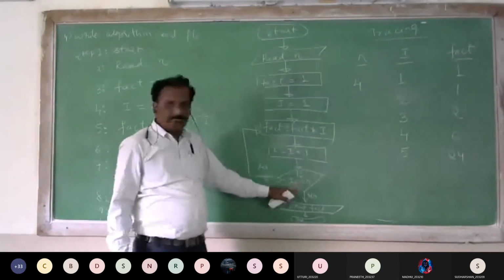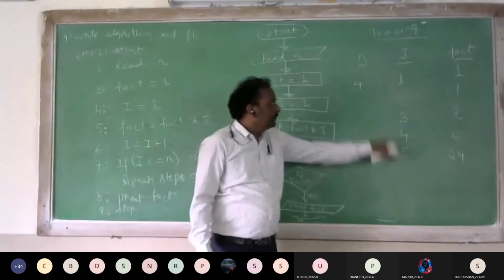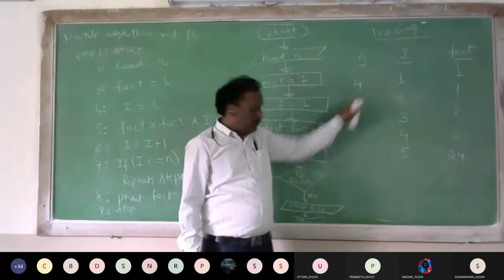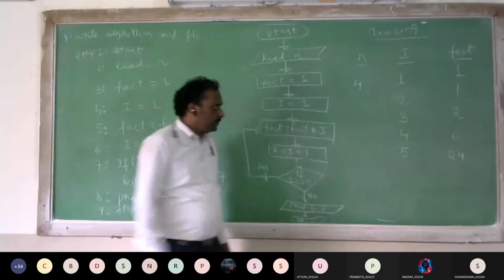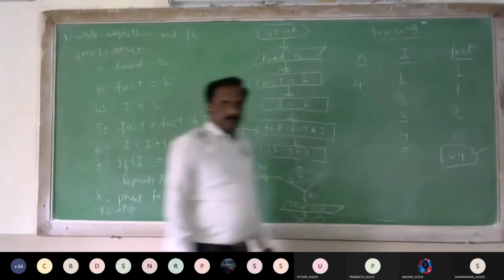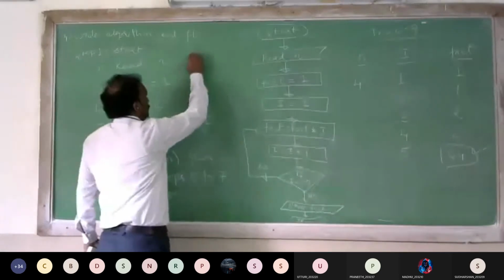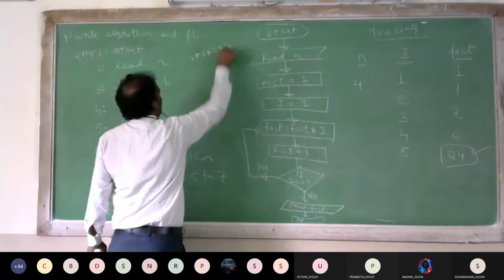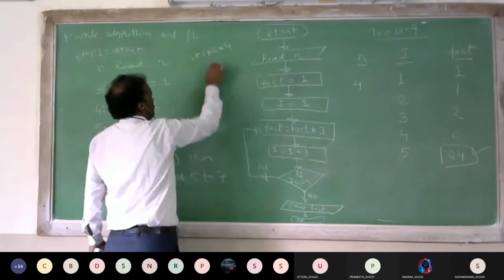Now again check the condition whether we have reached it or not. Is 5 less than or equal to 4? No. No means follow this arrow. Print factorial. So what is the factorial we are getting? We are getting 24. Then stop. So what is the factorial of 4? Factorial of 4 is 1 into 2 into 3 into 4. 1 into 2, 2. 2 into 3, 6. 6 into 4 is 24.